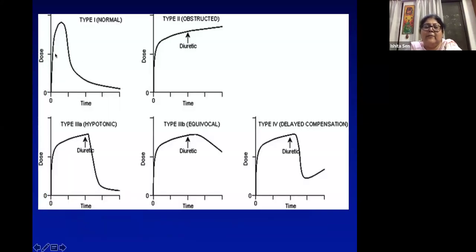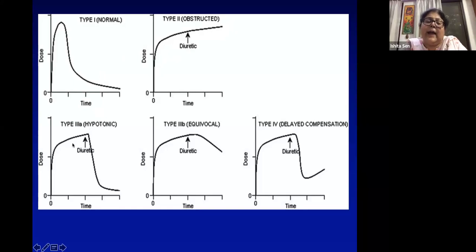So this is the type 1 curve, which is a normal curve. This is the same renogram curve which I had shown right in the beginning. The type 2 curve is an obstructive curve. So here, even if you give Lasix, there is still no drainage from the pelvis, and as a result, it's an upsloping kind of curve.